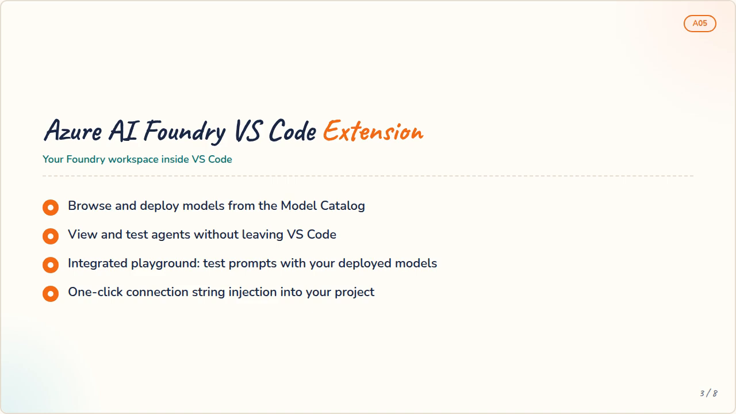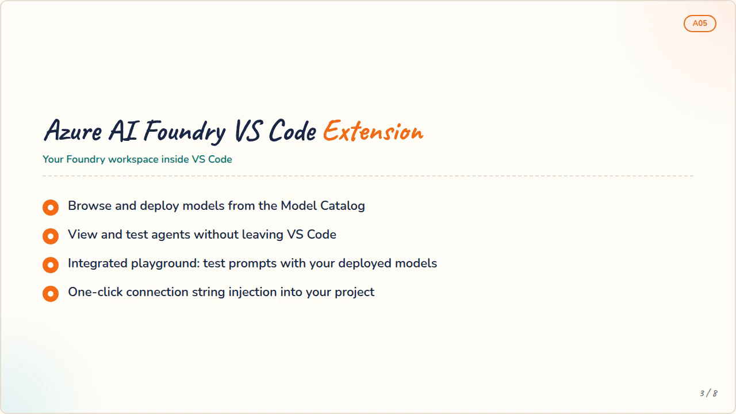Install the Azure AI Foundry extension from the VS Code Marketplace. It gives you a full view of your Foundry workspace. Browse models, deploy them, test agents, and inject connection strings directly into your project without switching to the browser.